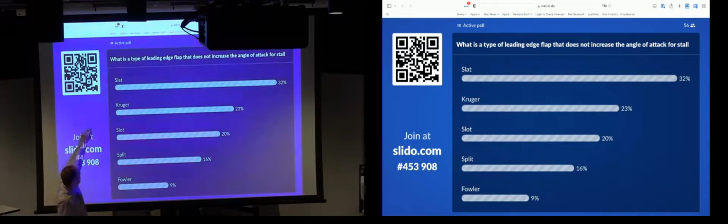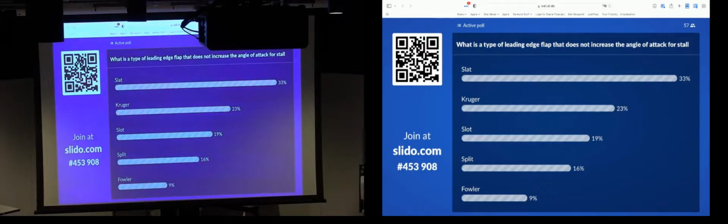So anything with slots in it will increase or keep the leading edge angle of attack. Remember, Fowler and split flaps are trailing edge devices, so they're out. So of these, which one do you think is correct? Which one doesn't have slot in its name?